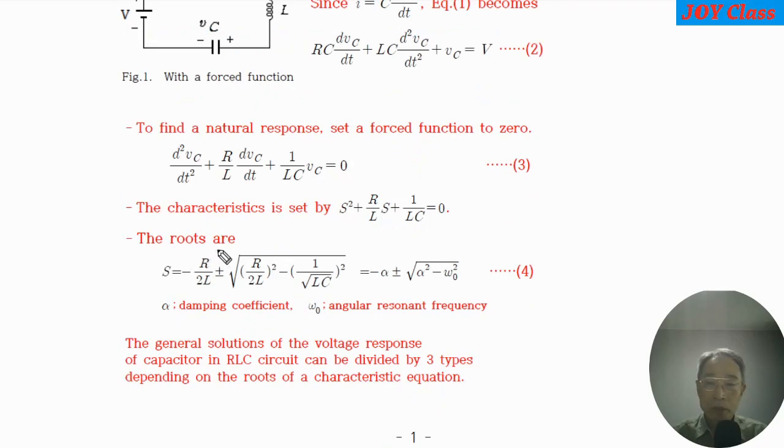The roots of the characteristic equation are s equals minus R/2L plus or minus the square root of (R/2L)² minus 1/LC. Then we set this as minus alpha plus or minus the square root of alpha² minus omega0². Alpha is the damping coefficient, and omega0 is the angular resonant frequency. The general solutions of the voltage response of the capacitor in an RLC series circuit can be divided into 3 types depending on the roots of the characteristic equation.